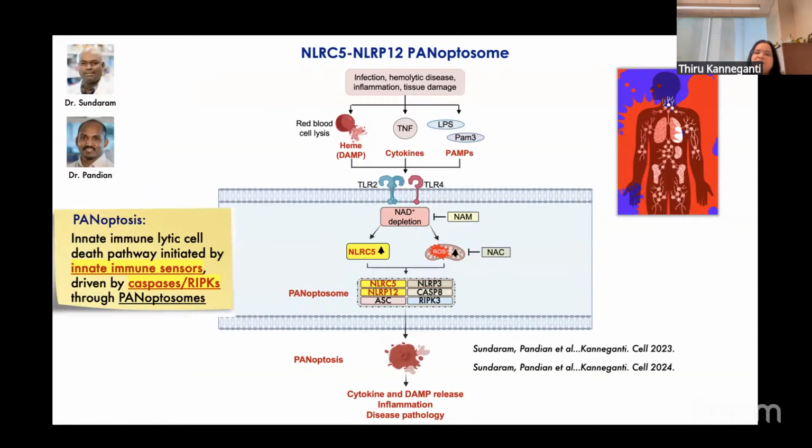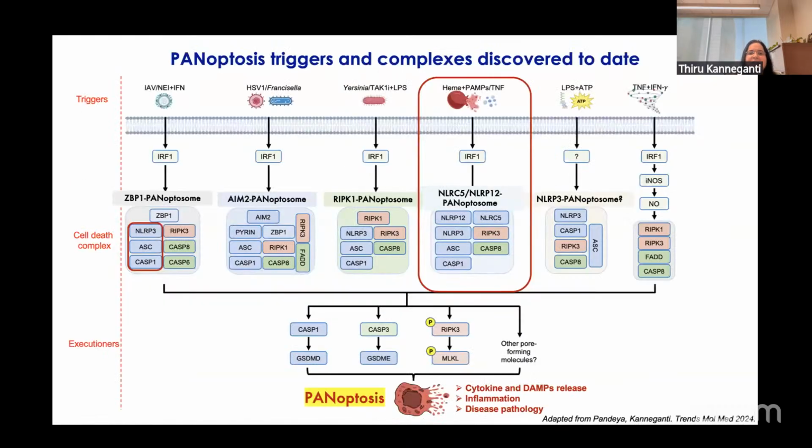So this is the concept that's there in the plant field, that NLRs form a network. And here we were able to show that heme plus TNF can activate this panoptosome complex. So overall, we began with ZBP1, which is sensing IAV infections. And we also showed that AIM2 can act as an inflammasome if you transfect DNA, but if you go with full pathogens mimicking in vivo conditions, then AIM2 assembles a panoptosome complex.